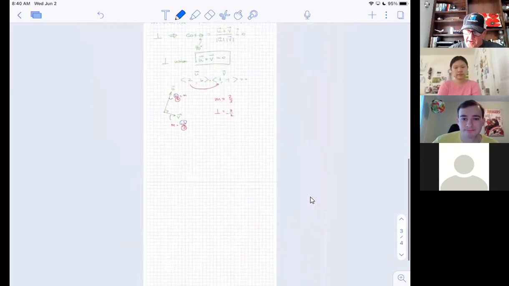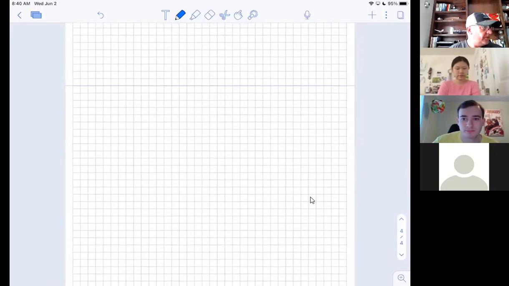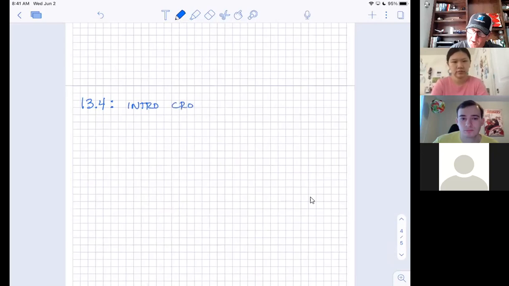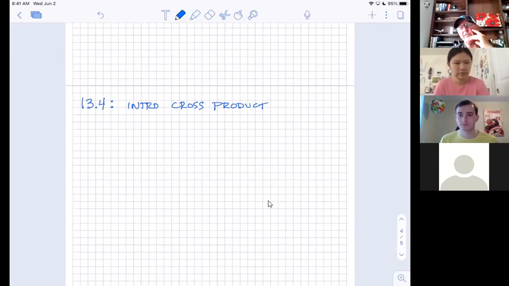And now let's take a look at something else. As it turns out, let's see, what section is that? 13.4. Let's spend a little time on the intro to something called the cross product. So I just got done telling you that the dot product is how you multiply vectors. Well, it actually turns out there's two ways to multiply vectors and they accomplish two different tasks.